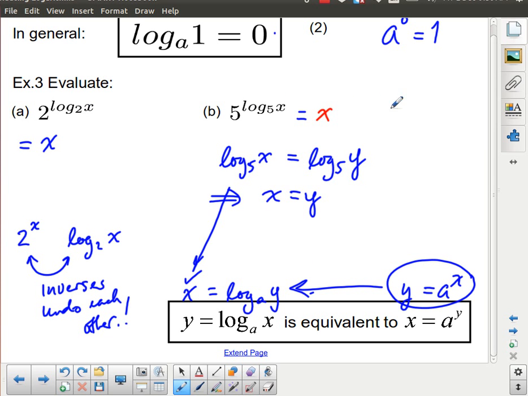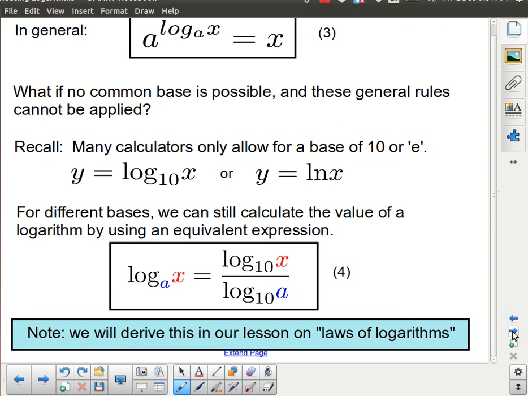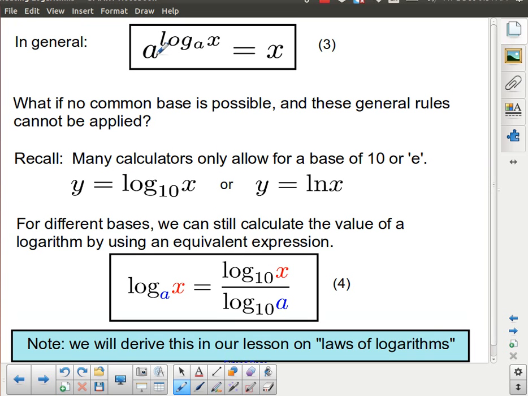So if, for example, I had 7 to the log base 7 of 13, that is simply equal to 13. Because the 7 to the log and the log base 7 undo each other, leaving just this value. And so as a rule, we end up with this. An exponential with a base of a, raised to the power of a logarithmic function of base a, which has an argument of x, just turns into that argument itself.